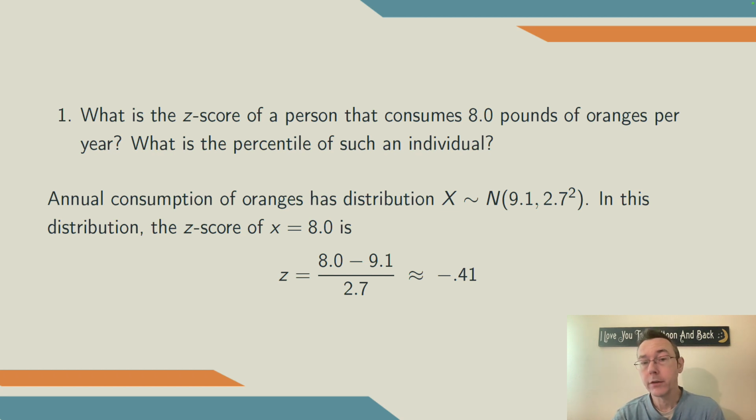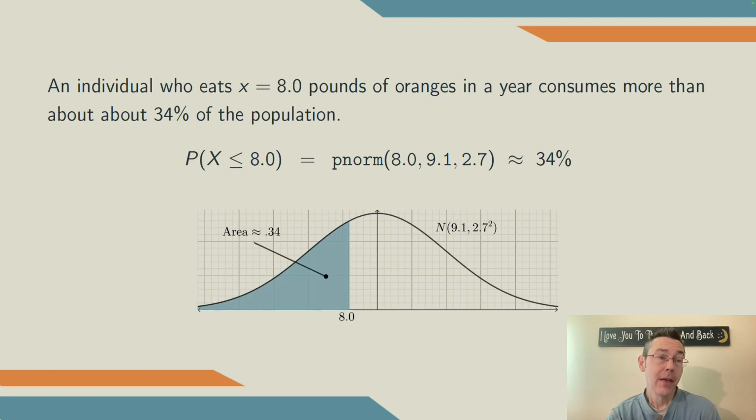So an individual that consumes 8 pounds of oranges per year consumes fewer oranges than average. They are 0.41 standard deviations below the mean consumption of oranges in the United States. That individual consuming 8 pounds of oranges per year consumes more than about 34% of the population. And the picture is shown here.